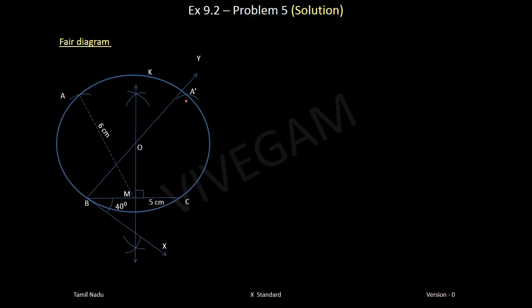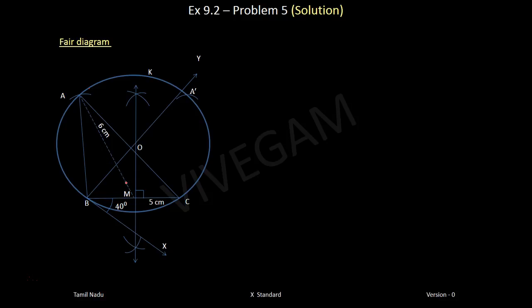Now, what else do we do? We'll have to join A and B, and join A and C. The triangle ABC is the required triangle. Alternatively, A dash BC is also a required triangle. You have two possibilities. So we will take the triangle ABC.